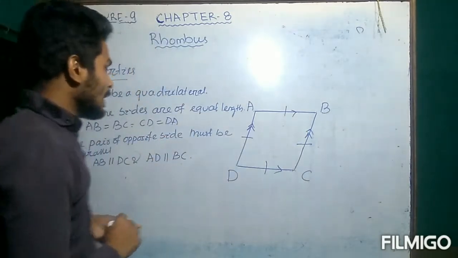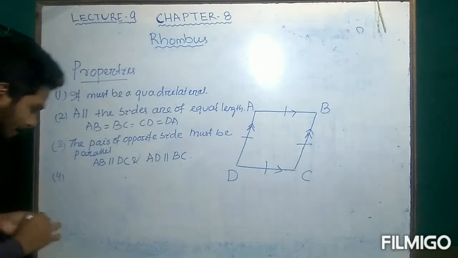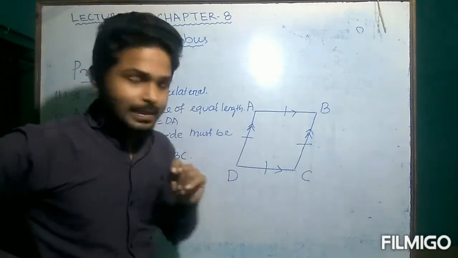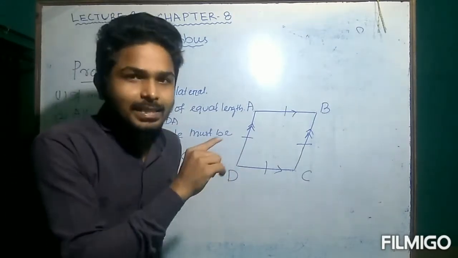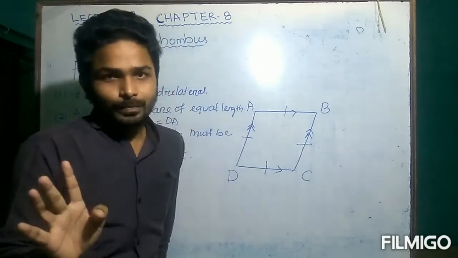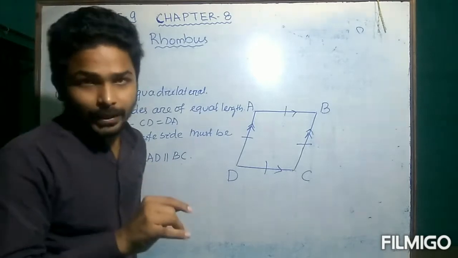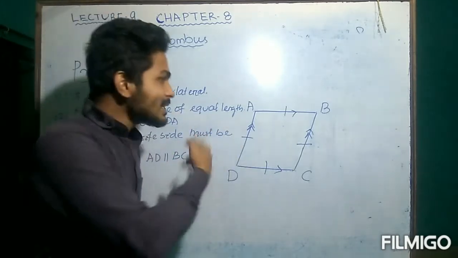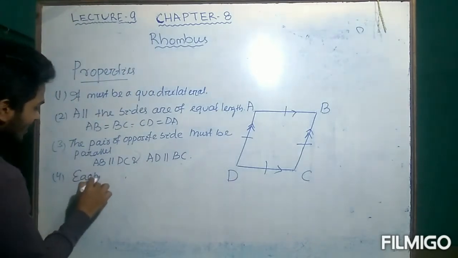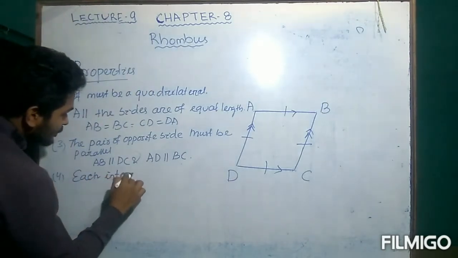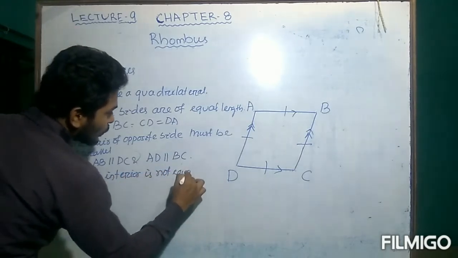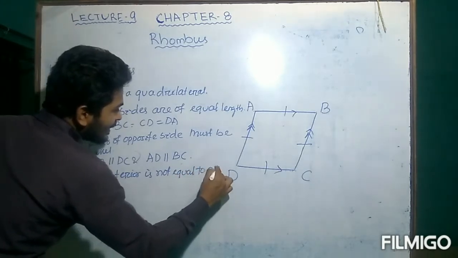Clear? Next, the fourth property. In the case of a square, as you can see, each angle is 90 degrees. But in the case of a rhombus, it is not true. In a rhombus, each angle is not 90 degrees. So we cannot write this property for a rhombus. Each interior angle is not equal to 90 degrees.